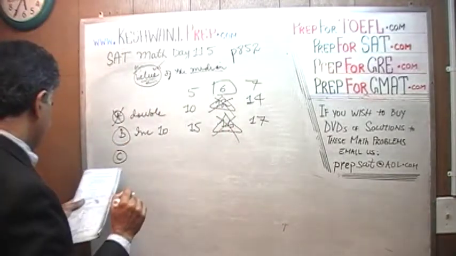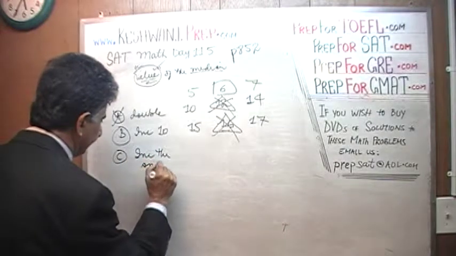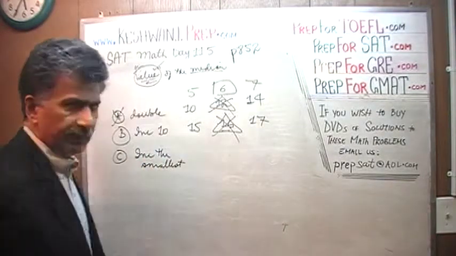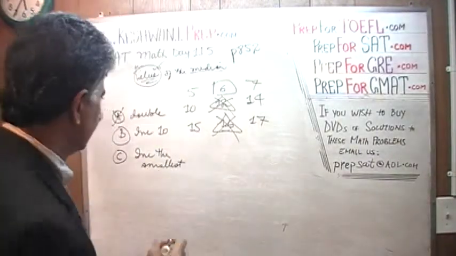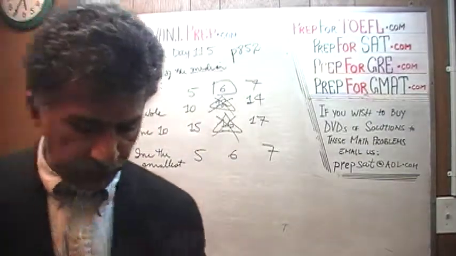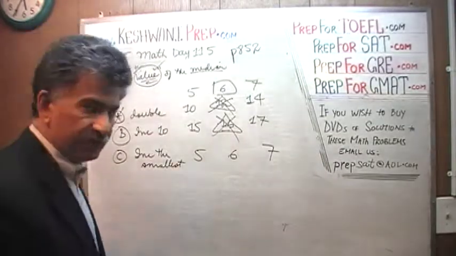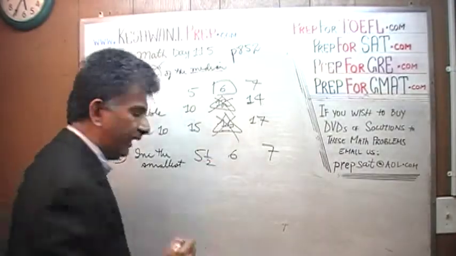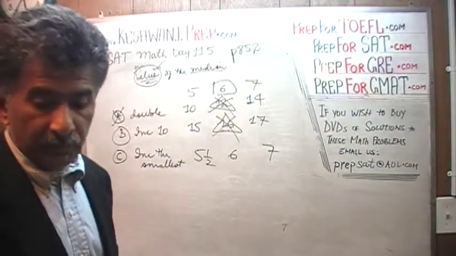Answer choice C says increase the smallest number. So we have 5, 6 and 7. Now this is where you have to be careful, because if you're timid, if you're a chicken, and you just increase 5 to 5.5, that doesn't change the median. The median is still 6.